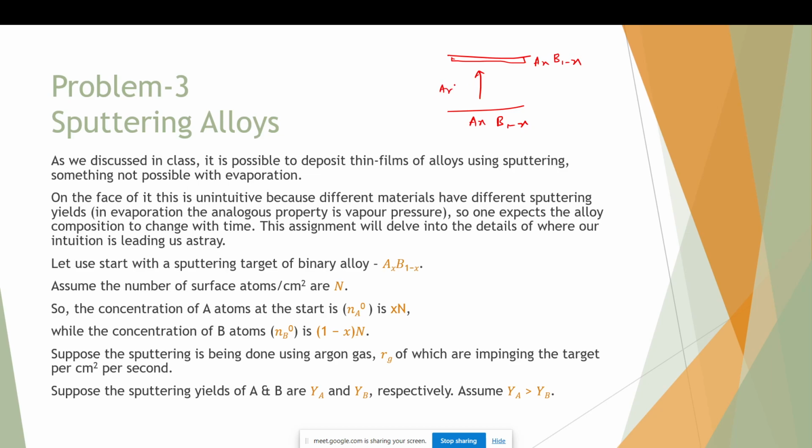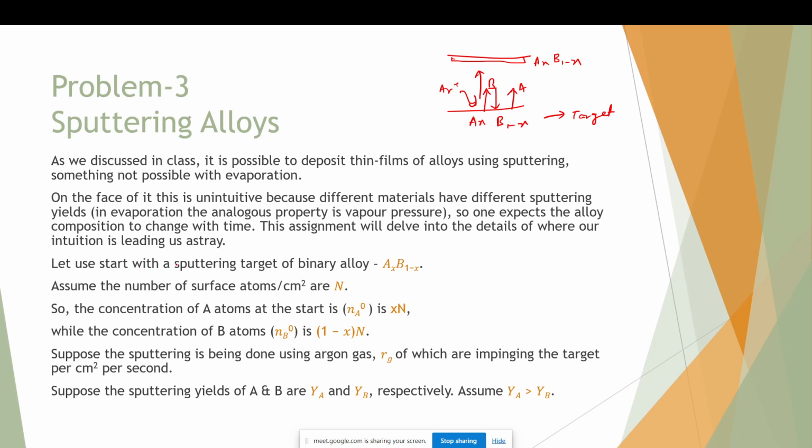So some argon ions from the plasma will be bombarded on this target. This is the target, and then the atoms that are knocked off from the target, A atoms and B atoms, will move and deposit on the substrate. Then how do I ensure that the composition of the thin film that is deposited is the same as the composition of the target? So this assignment will delve into the details of wherever intuition is leading us astray.